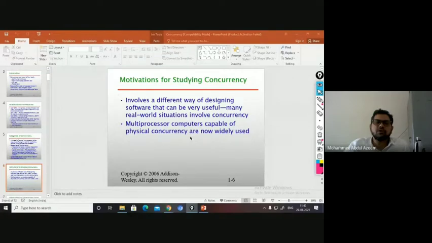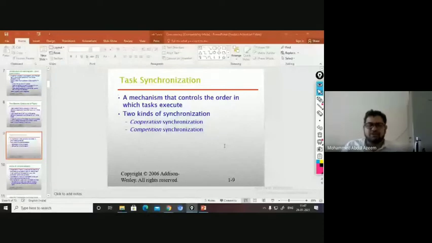Right. Some of the points listed here involve a different way of designing software that can be very useful. Many real world situations involve concurrency, and multiprocessor computers capable of physical concurrency are now being used. Let us say, for example, when one process has accessed the processor, at the same time another process could have come for execution with the processor. Then it will get a clash. Then the process will think, I thought it was a dedicated processor for me, but it was executing someone else. It means I am not having a dedicated processor, right?